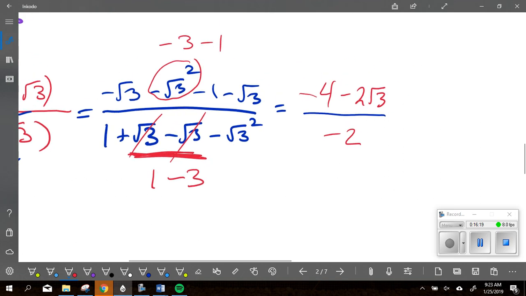All of those things can be divisible by 2, so we can divide everything by negative 2 in this case. Negative 4 divided by negative 2, we divide those two. That's going to get me 2. And then I can divide these two. That's going to get me positive square root of 3.